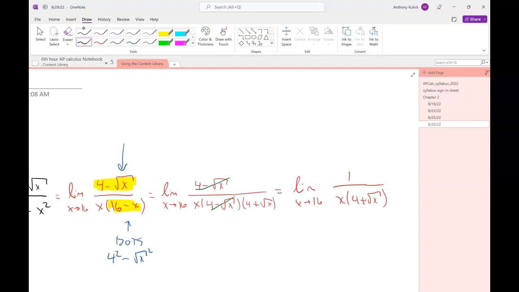Jack. Two, 22. Same section? Yeah. Sure.